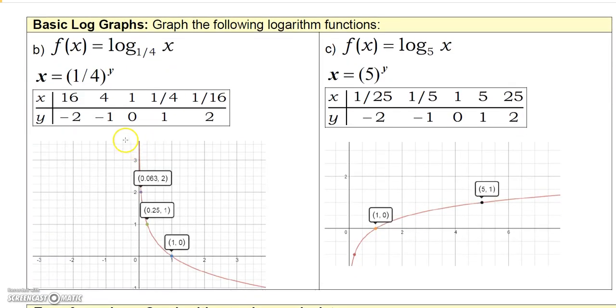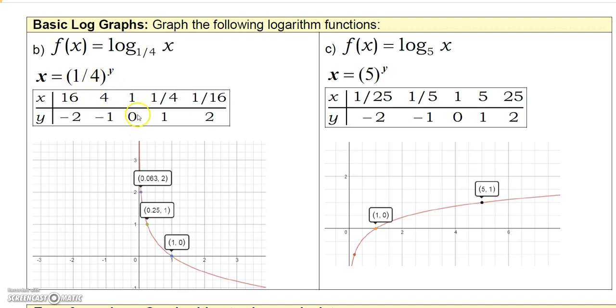Now, if the base was a number less than 1, like 1/4, then you could say that's the same as saying log base 1/4 of x equals y, or x equals 1/4 to the y. Now, in that case, if you let y be negative 2, x would be 1/4 to the negative 2. And remember, I showed you this earlier when we did exponential functions. 1/4 to the negative 2 is the same as 4 to the positive 2, which is 16. Then if you let y be negative 1, then x would be 1/4 to the negative 1, which is 4.